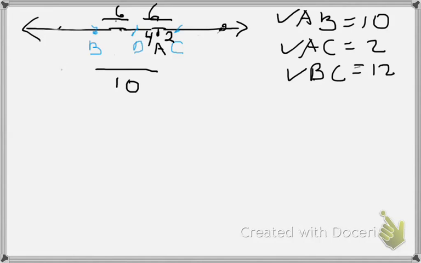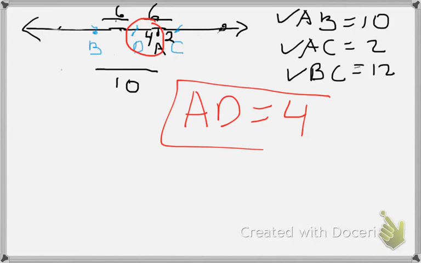So now we go back to the problem and it says, what is AD? Well, AD is right here. There's AD right there. And AD equals 4. There's our answer. We checked all the possibilities. I hope that makes sense.